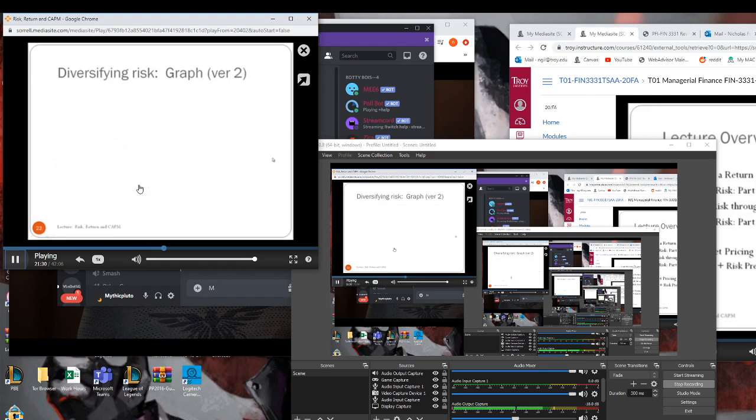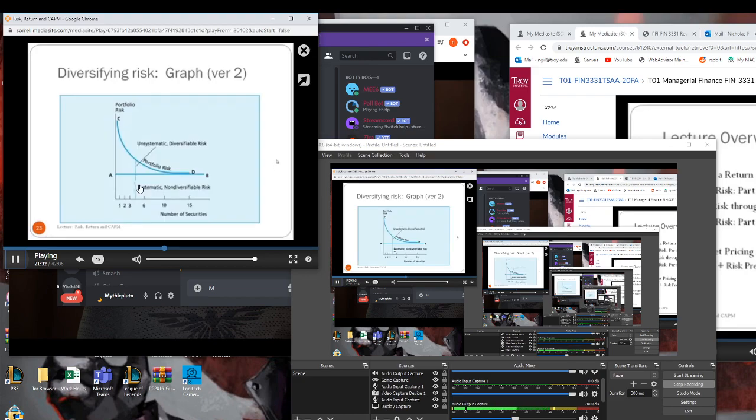I wanted to show another version. It's a very similar graph, but it doesn't have all the bright colors on it, and it's got a couple of the other names in there. So this is a little bit more generic. We have portfolio risk on the y-axis, number of securities on the x-axis, and you can see underneath the horizontal line we've got systematic or non-diversifiable risk, and underneath the curve is the unsystematic or diversifiable risk. Right? So as we add more stocks to our portfolio, the overall risk decreases, and that's the benefit of having this portfolio.